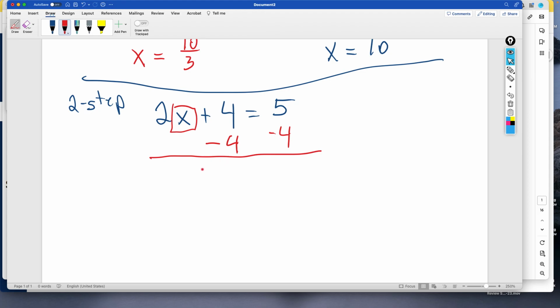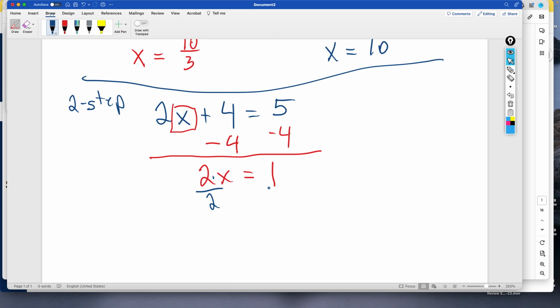We're going to subtract 4 from both sides. So we get 2x equals 5 minus 4, which is 1. Now what would we do? This is now kind of down to a one-step problem. We're multiplying by 2, so we divide by 2.